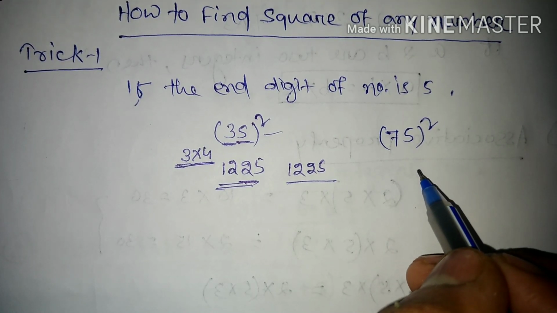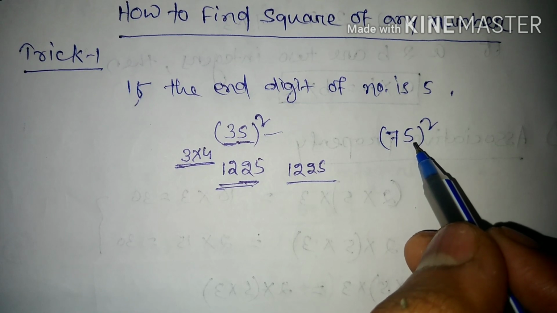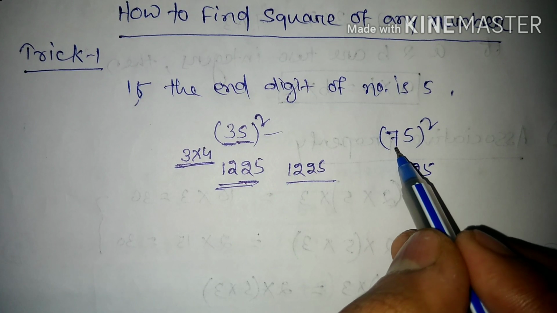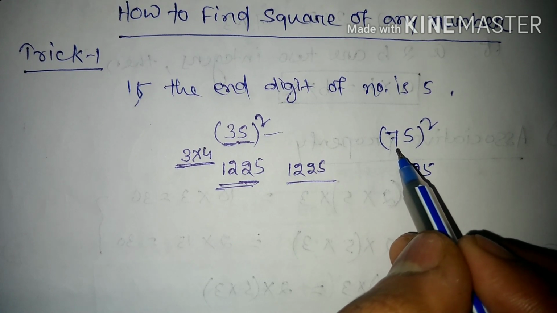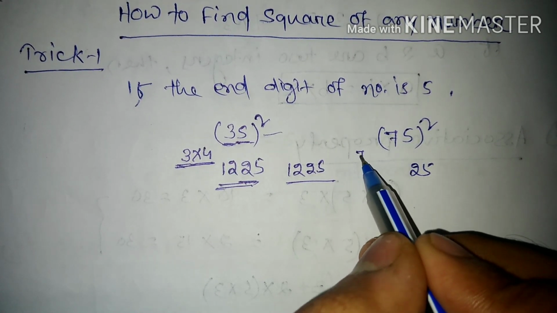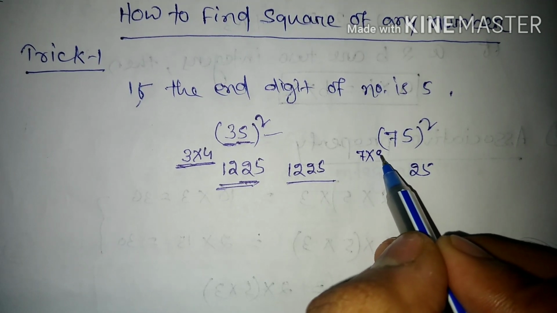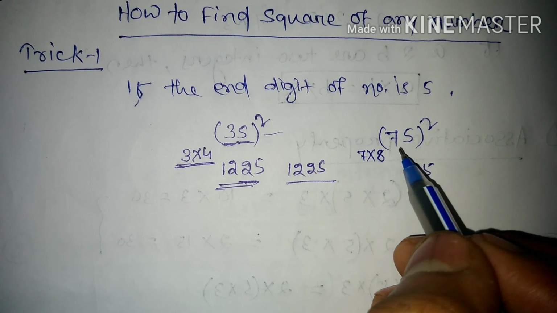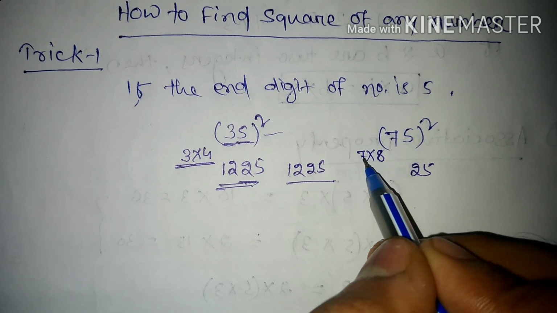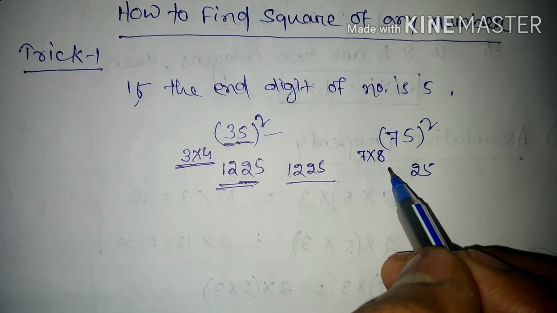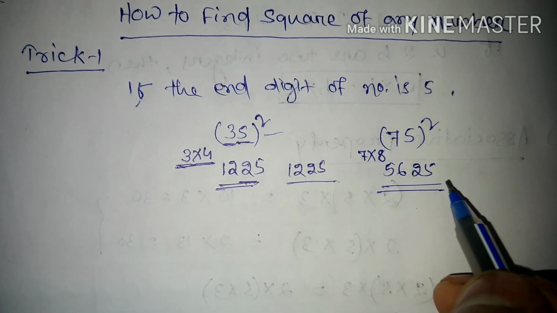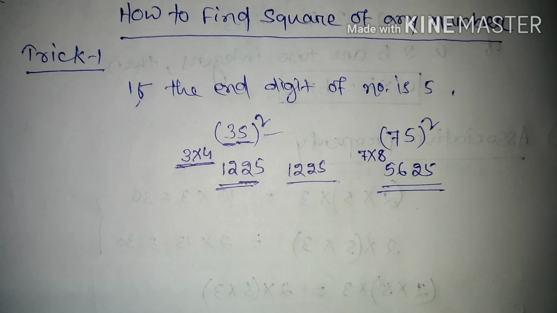So what is the square of 5? At first, the first step, we have to write the square of 5. 25. Then what is the second step? What is the rest number here? 7. And what is the next number after 7? 8. So I have to multiply 7 with 8. What is the result? 56. Write the 56 here. So the result is 5625. That is the square of 75. Okay, this was trick 1.